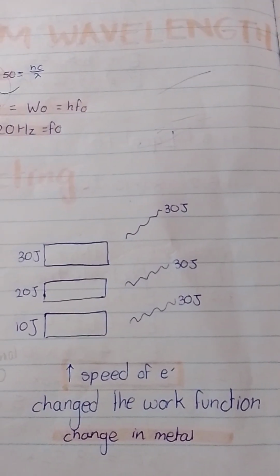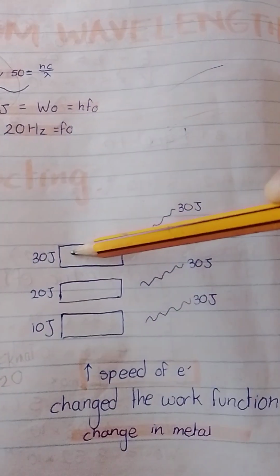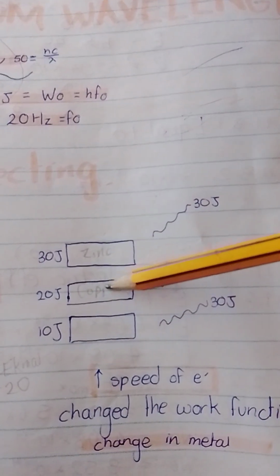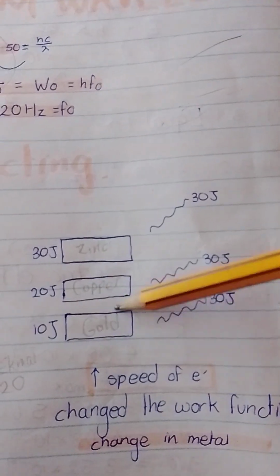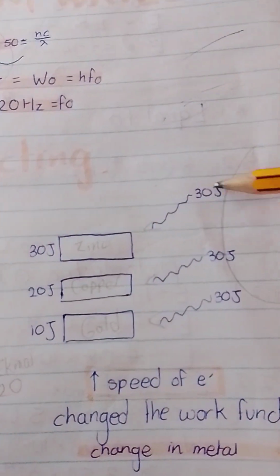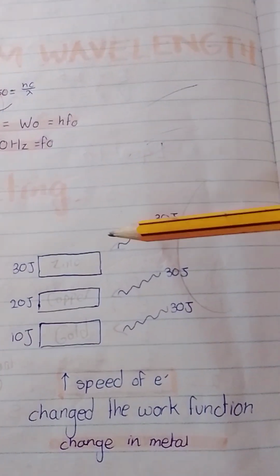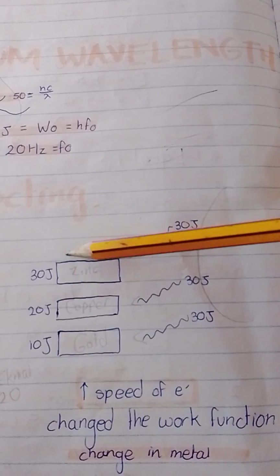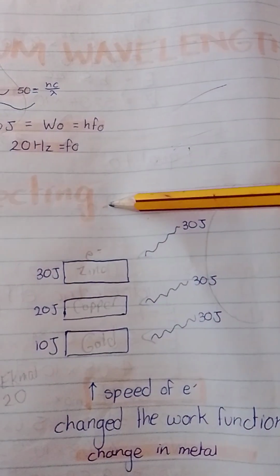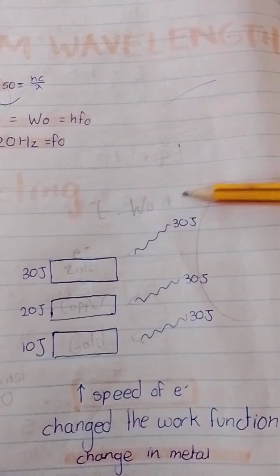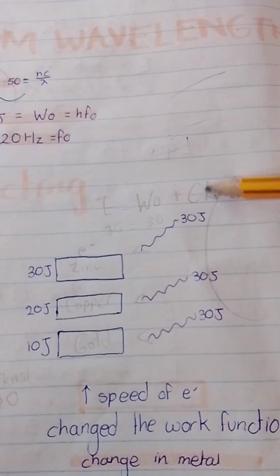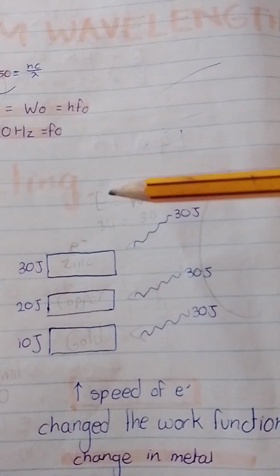Then we have a change in work function, which means you just change the metal. Let's say this is zinc, and this is copper, and this is gold. Here's the energy coming from the light: 30 joules, 30 joules, 30 joules. Now, this one here, the work function is 30, which means the electron will remain here, because we're using the formula energy equals work function plus EK max. 30 minus 30 is 0, so it was just emitted, it wasn't ejected.